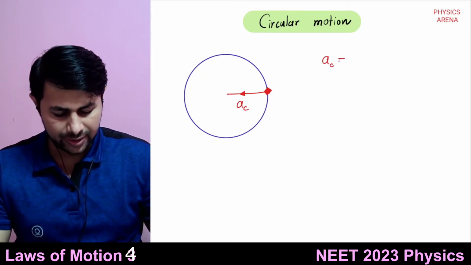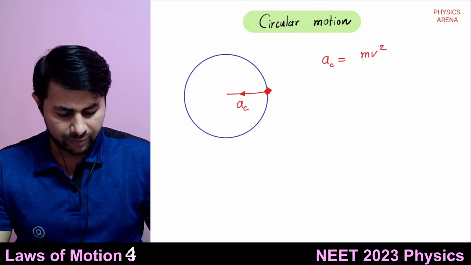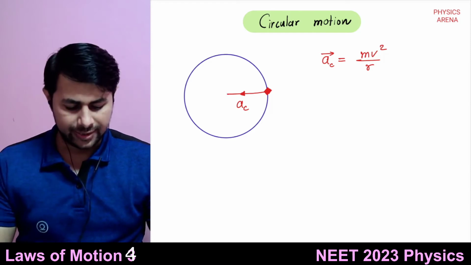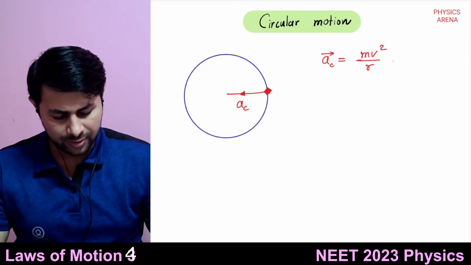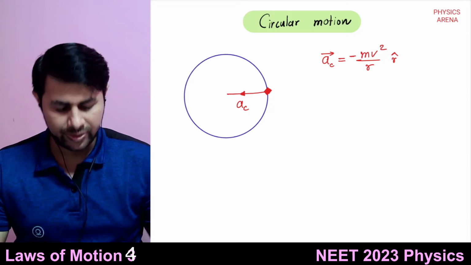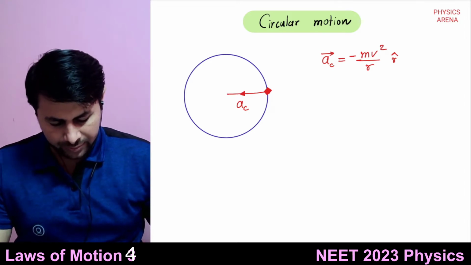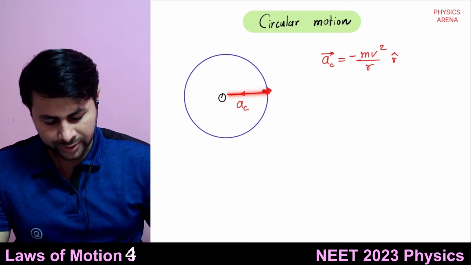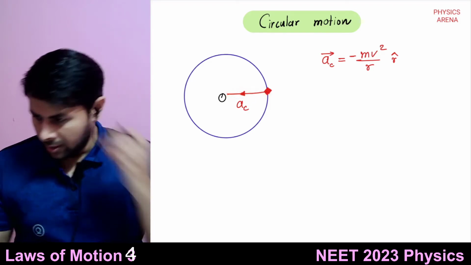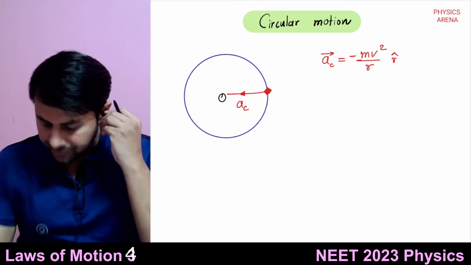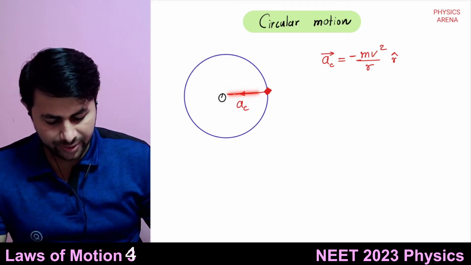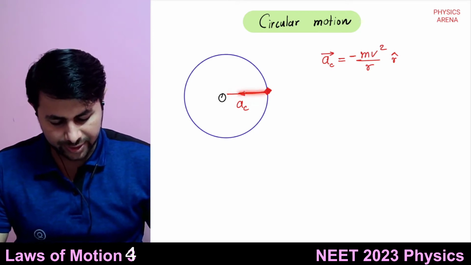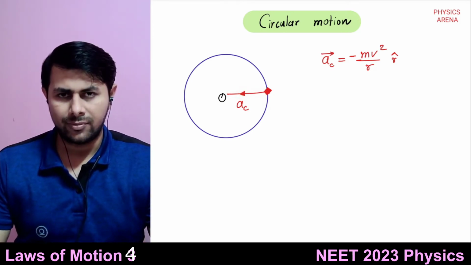So a_c is equal to what? mv square upon r, and in vector form if I want to write, a_c bar is equal to mv square upon r multiplied by r cap with a negative sign. Why negative sign? Because r cap will be directed from the center towards the position of the particle, and centripetal acceleration acts in the opposite direction to that, okay?